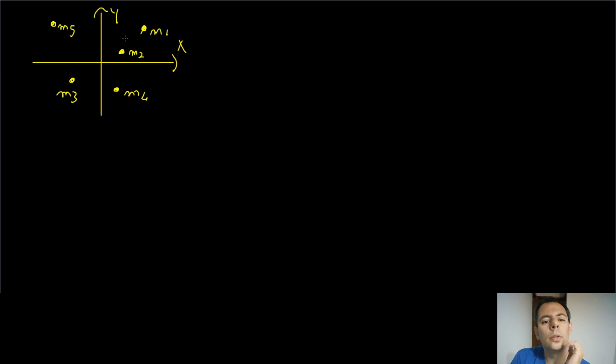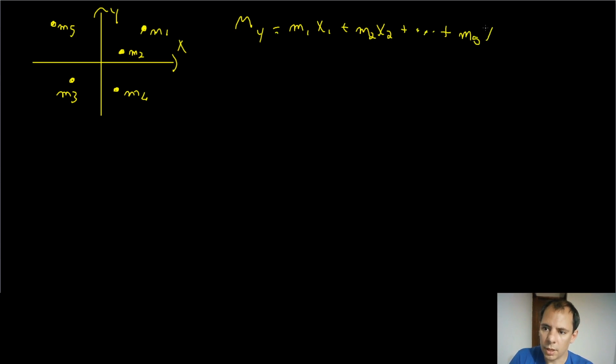The moment about the y-axis is gonna be, you put capital M and you put a y. That means there's the moment about the y-axis. Well, it's gonna be m1 times x1. What is x1? It's the x coordinate of the m1. Okay, so m1 is located at x1, y1. Why? Because it's this distance right here, right? Plus m2 x2, plus all the way to m5, right? I'm gonna put ellipses here, plus m5 x5.